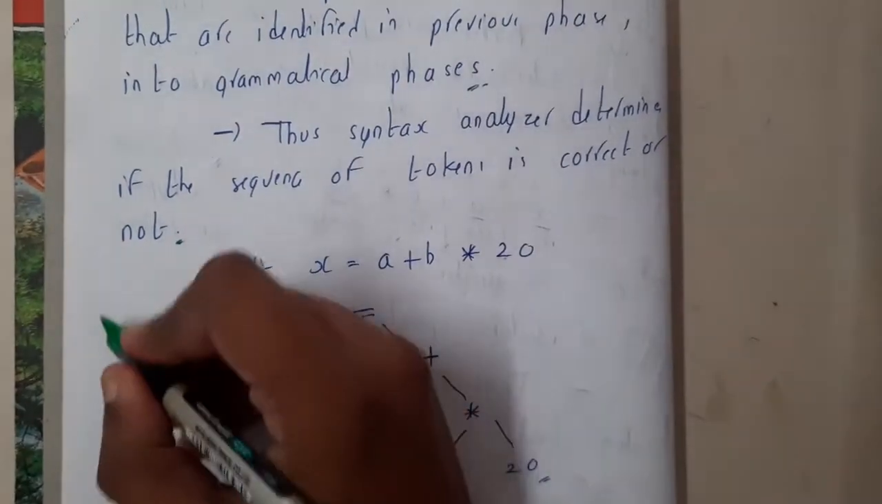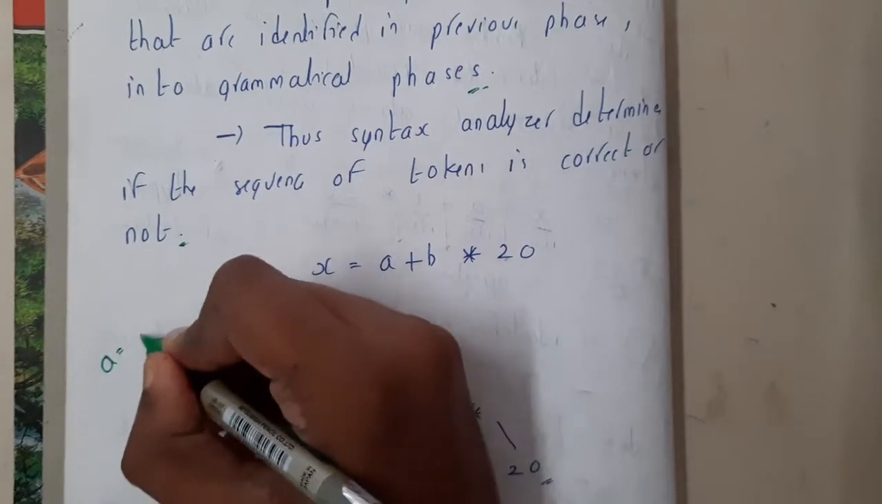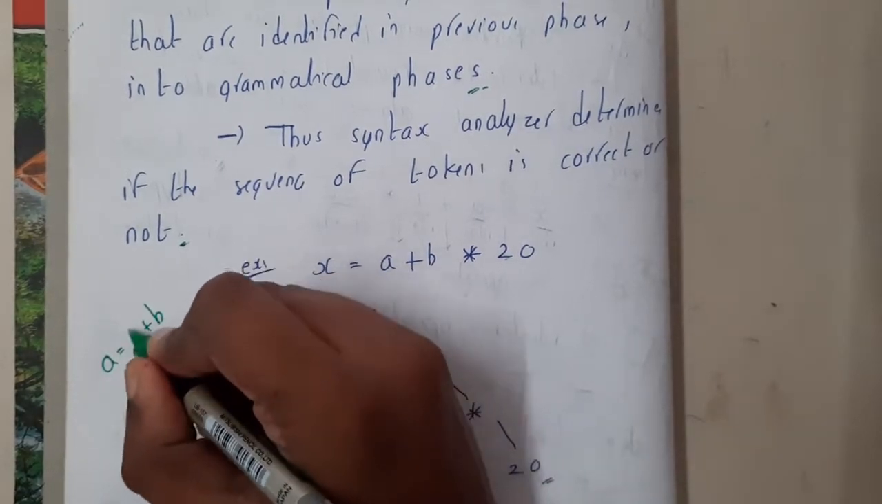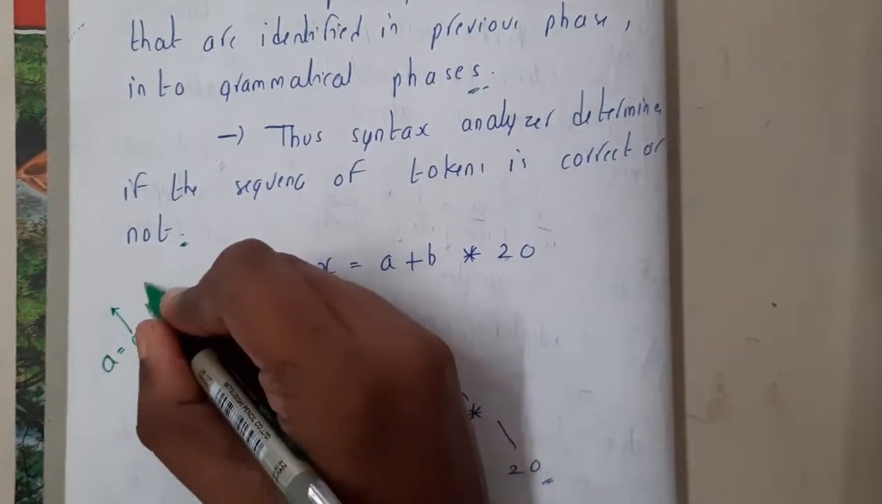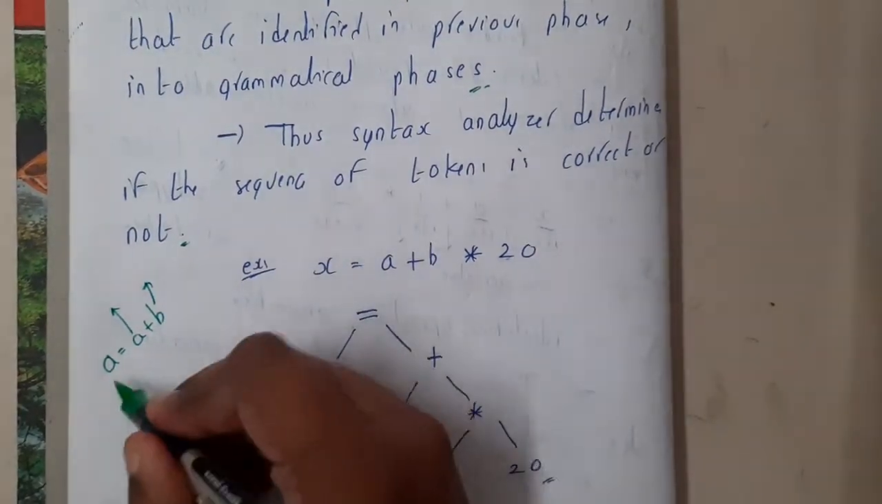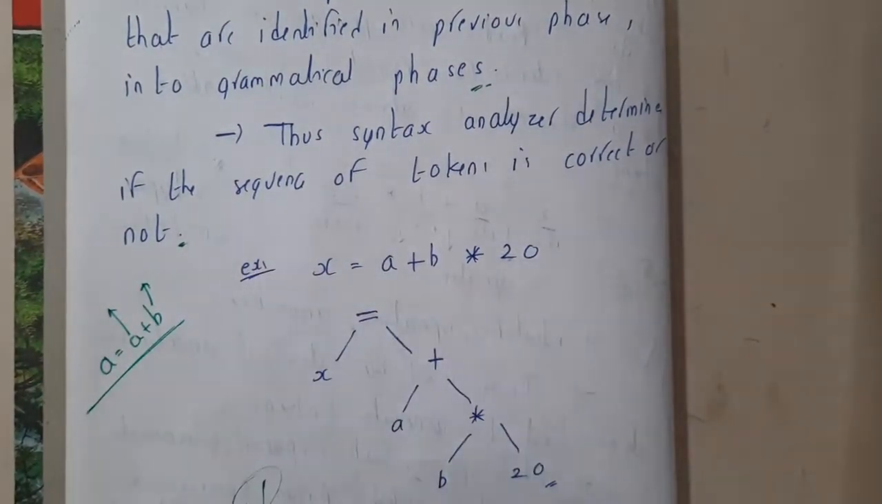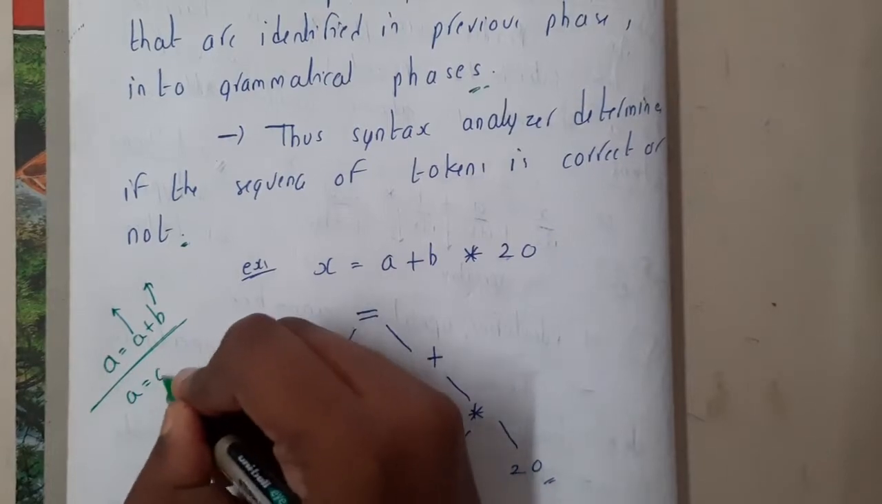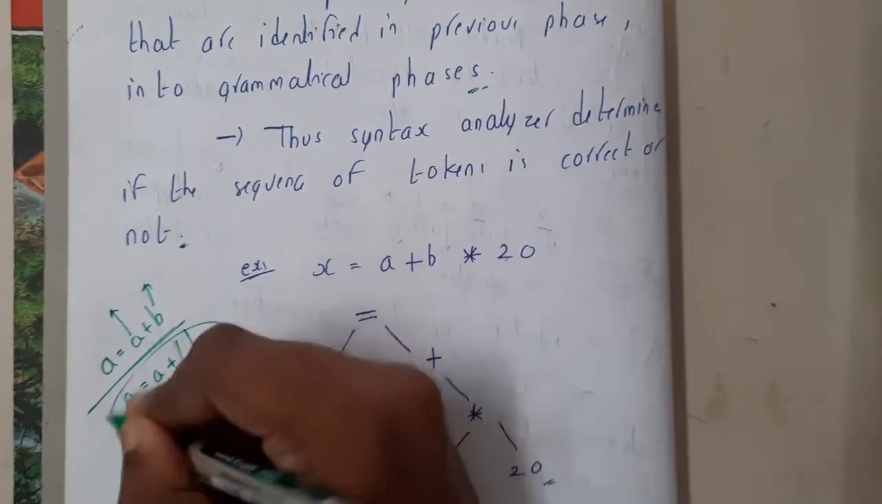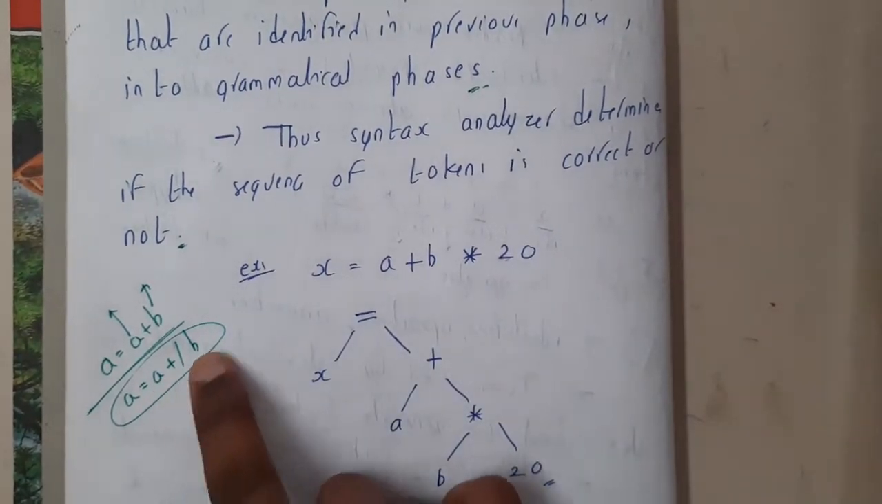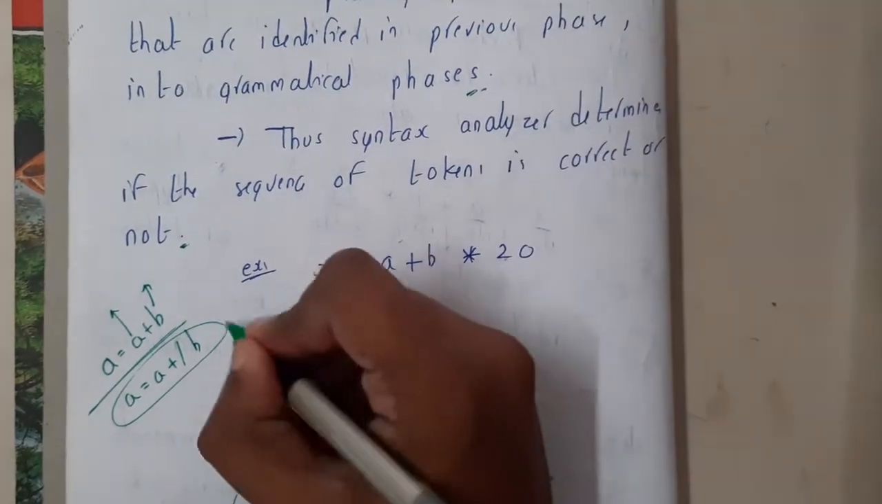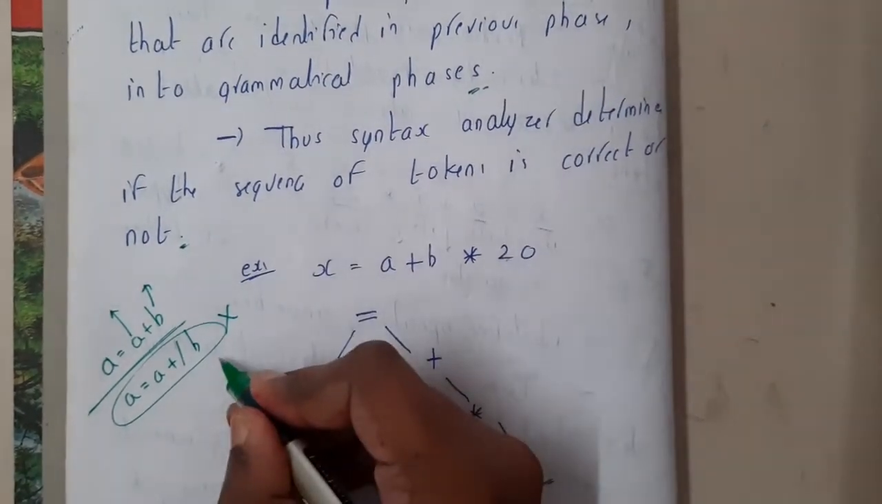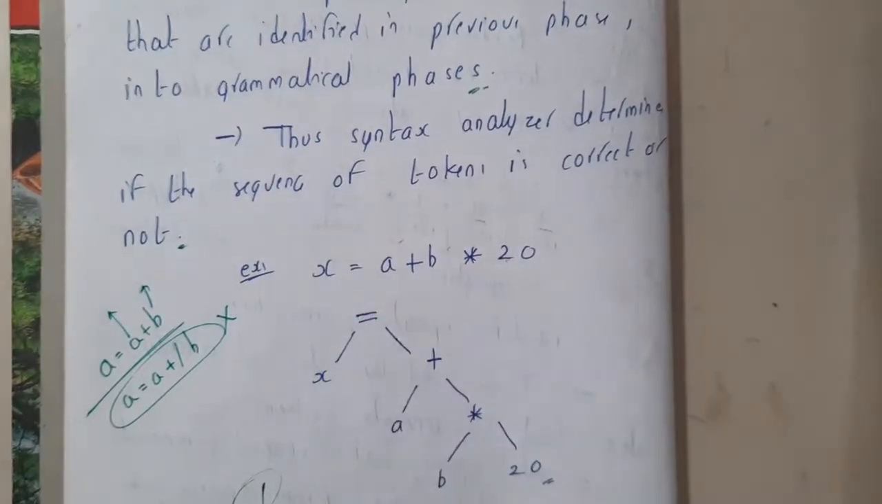Assume that I started writing an equation, A is equals to A plus B. A value is predefined somewhere, B value is predefined somewhere. So here there is no issue, right? But instead of writing this, I wrote A is equals to A plus divided by B. Does that make any sense, guys? Are you going to do addition or division? So that is wrong, right? These types of mistakes are found by the syntax analyzer.